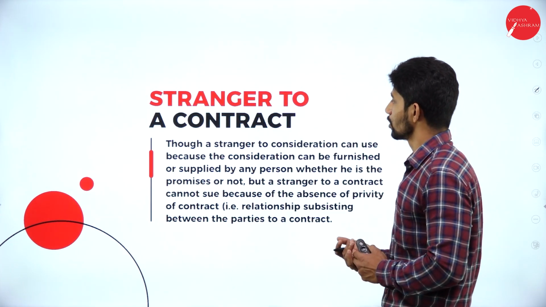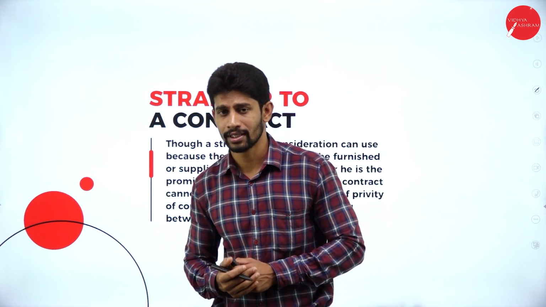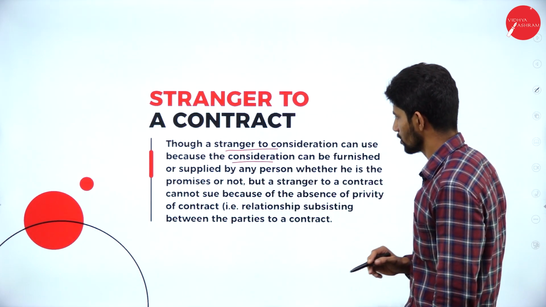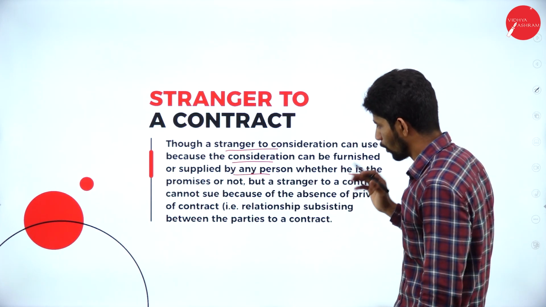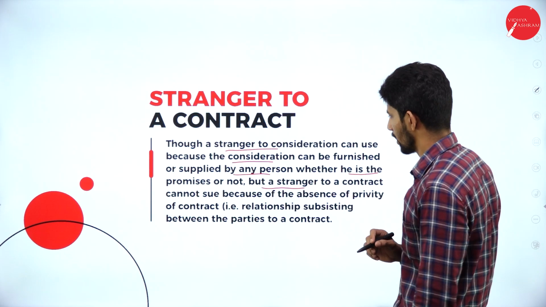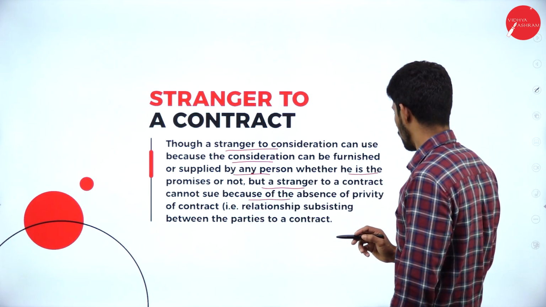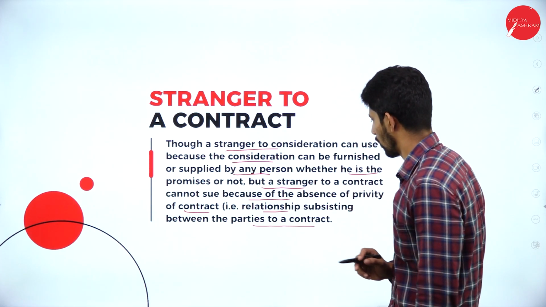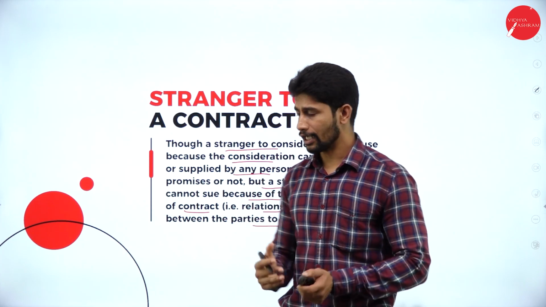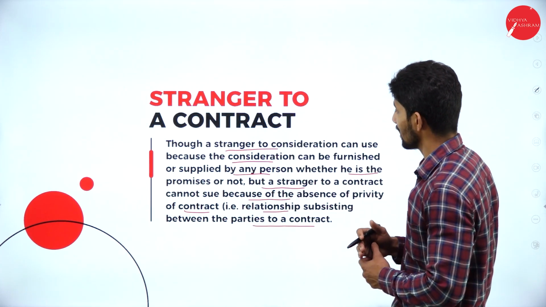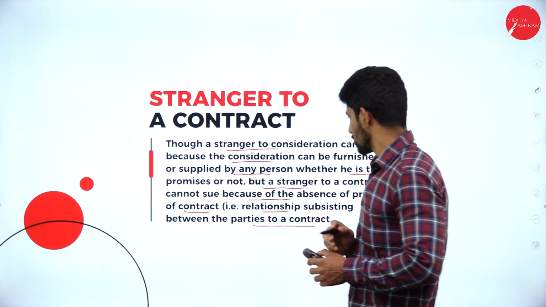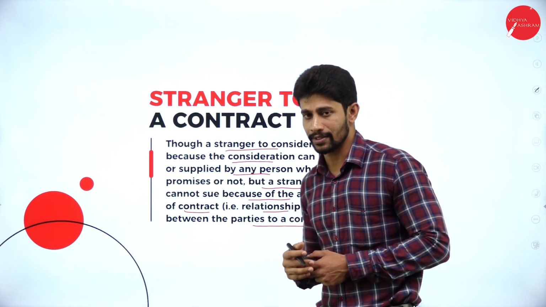Moving further, stranger to a contract. If a stranger enters into a contract, what are we supposed to do, and how does it work? A stranger to consideration can sue, because the consideration can be furnished or supplied by any person, whether he is a promisor or not. But a stranger to a contract cannot sue because of the absence of privity of contract, that means the relationship subsisting between the parties to a contract.